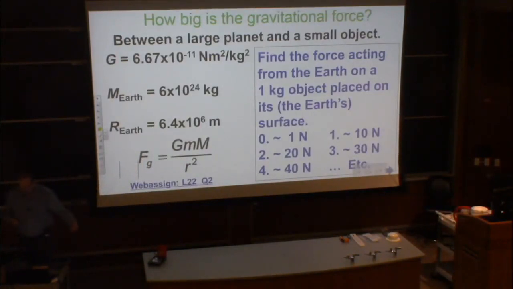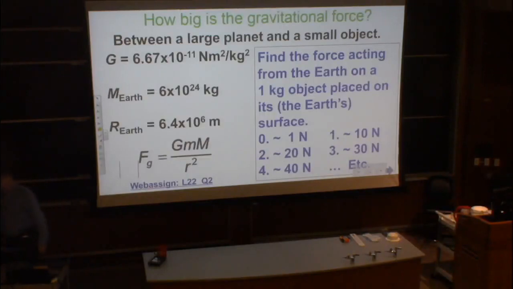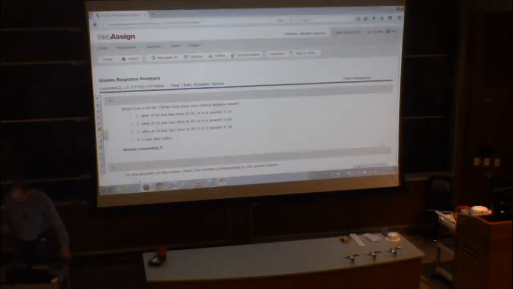A 1 kilogram weight is placed on the surface. What do you think should be the magnitude of the force acting from the Earth on this weight to be equal to? And let's see.